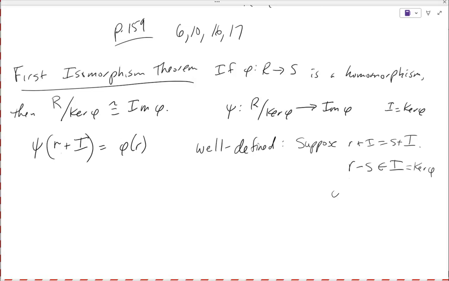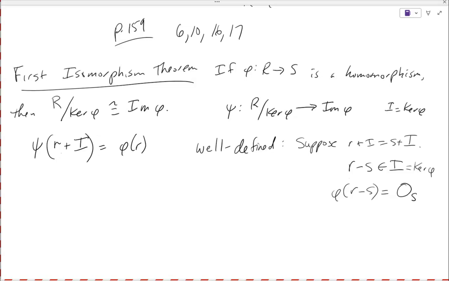So what happens if I apply phi to R minus S? What does it mean to be in the kernel? The kernel is what again? It maps to 0. So this must be 0, the 0 in S. Why is it the 0 in S? Not the 0 in R? Oh, because it maps from R to S.